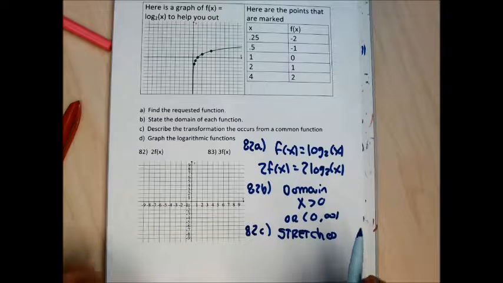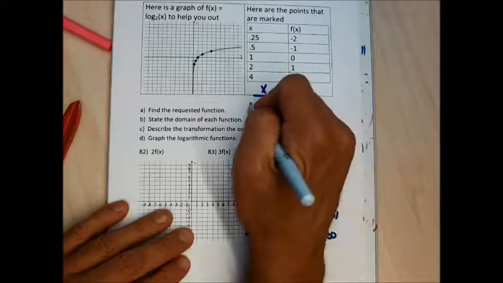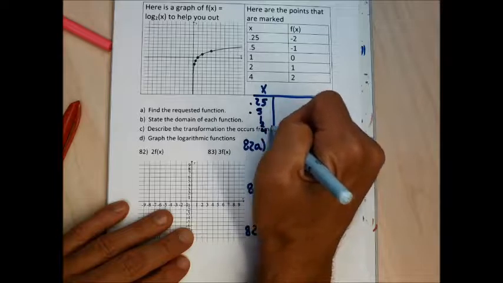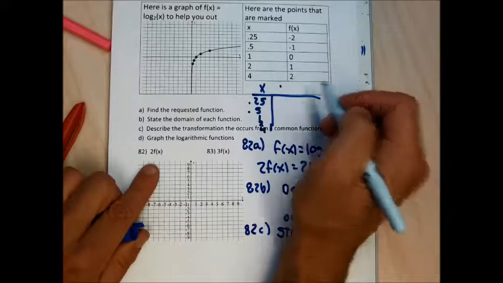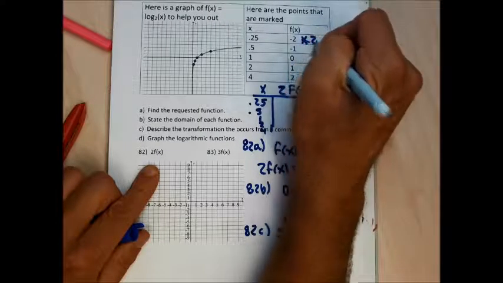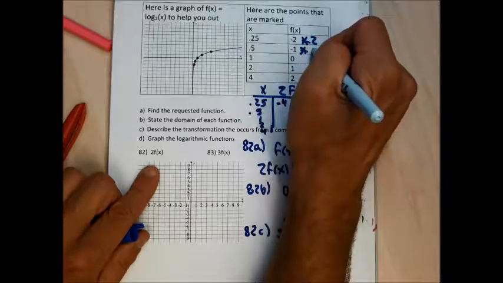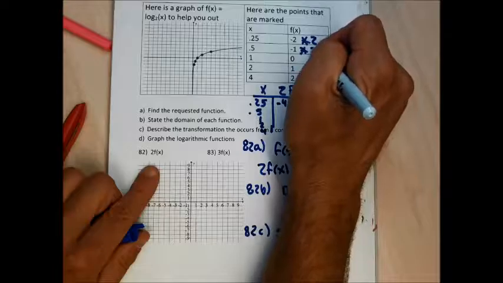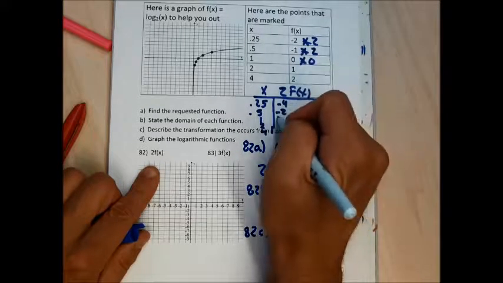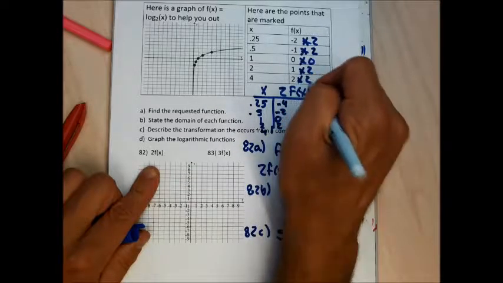Now, to do my table, I'm going to use the same x column. The x column that I'm given is 0.25, 0.5, 1, 2, and 4. But for the y's, I need 2f of x. So I need to multiply each one of these numbers by 2. So I'm going to go negative 2 times 2, which is negative 4. Negative 1 times 2, which is negative 2. 0 times 2, which is 0. 1 times 2, which is 2. And 2 times 2, which is 4.